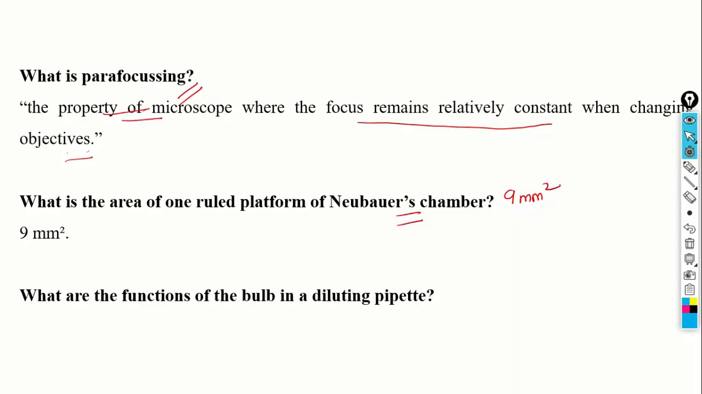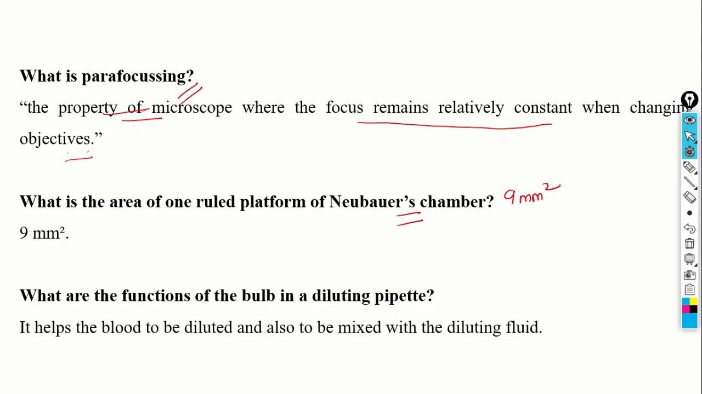So what are the functions of the bulb in the diluting pipette? The bulb and bead inside the pipette help mix the blood with diluting fluid, and also help to identify the pipette, and also help to identify whether the pipette is wet or dry. So three purposes it has. One is to identify whether it is a WBC pipette or RBC pipette. So if the bead is red, it is an RBC pipette. If it is white, it is a WBC pipette.